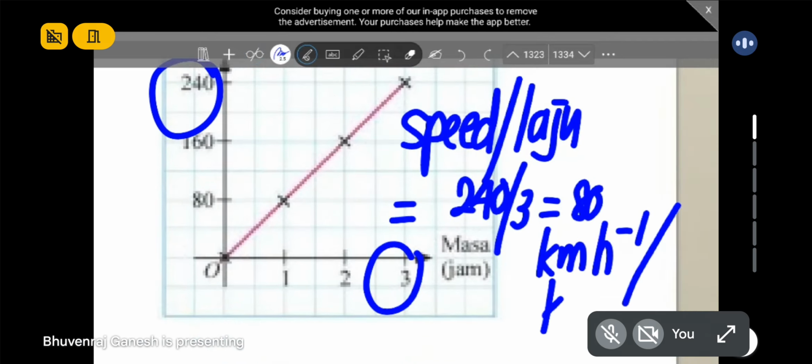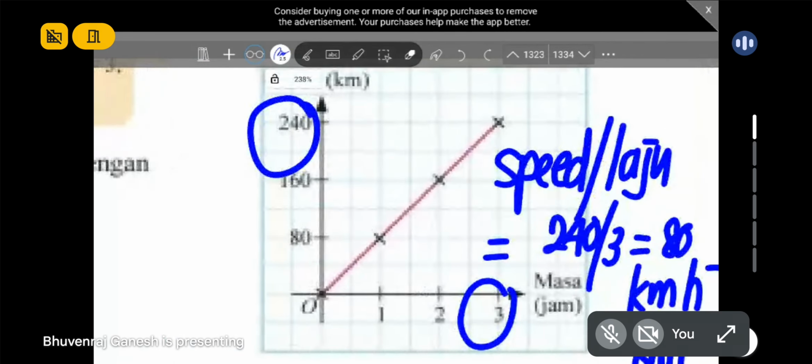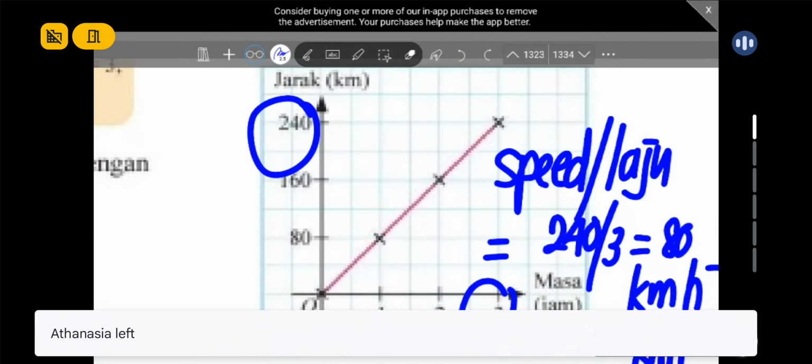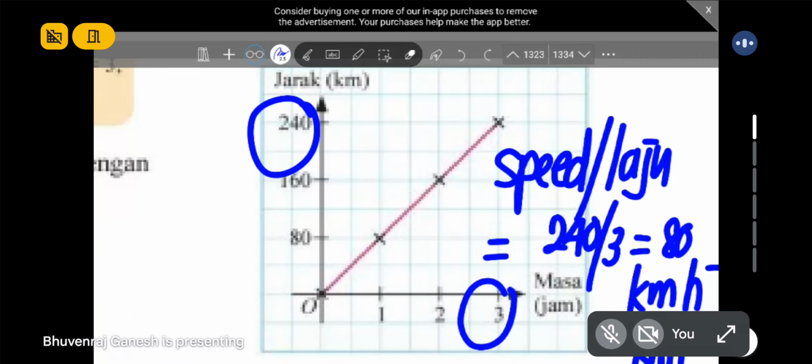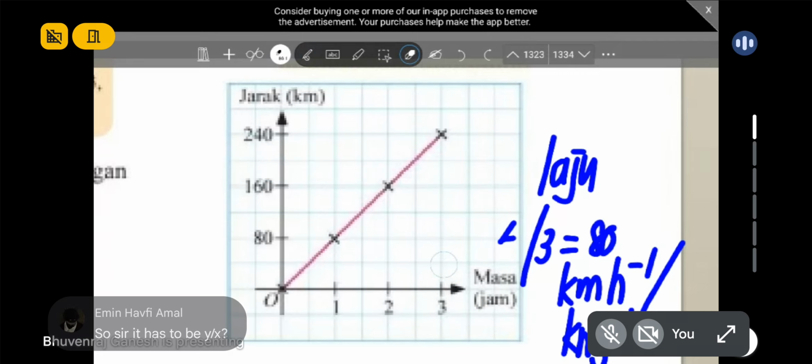Paham guys? Do you get the concept? So you just need to find the gradient. Basically the concept is find the gradient for speed. Soalan suruh cari laju, kamu cari kecerunan graf. Alright? Now got an extra question for you all.